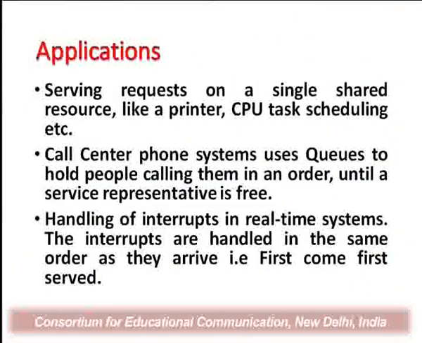So, what are the applications of this queue data structure? Queue data structure is also a very commonly used data structure. If we need to implement some CPU task scheduling like round robin queue, first come first serve queue, or priority basis queue, then queue data structure is very useful. Or if we need to serve requests on a single shared resource like a printer, then also queue data structure needs to be implemented.